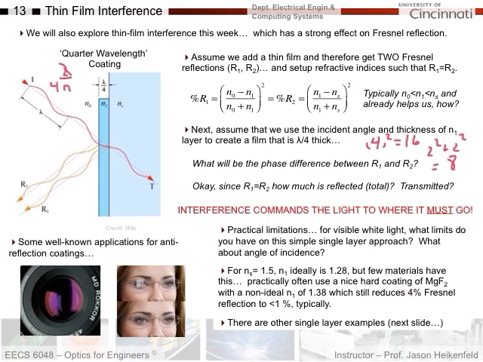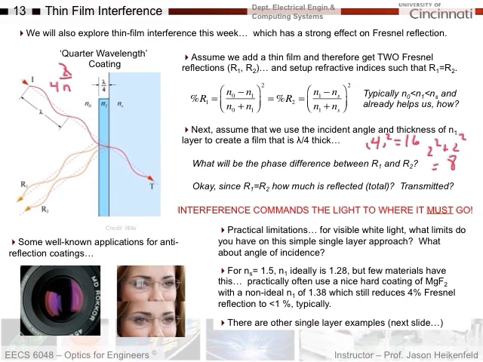What kind of applications might you use this for? Well, imagine a camera lens where you want to get as much light in and not have light bouncing off the lenses to interfere with your images. Another example is anti-reflection coating on glasses to reduce glare as well. And so you can get some very simple applications where you use anti-reflection coatings.